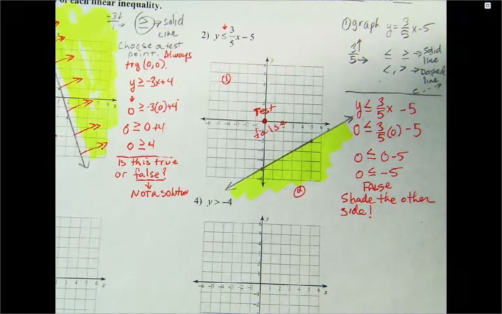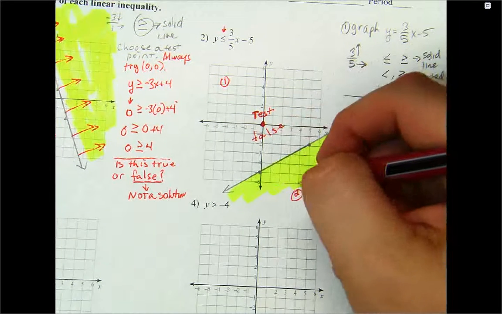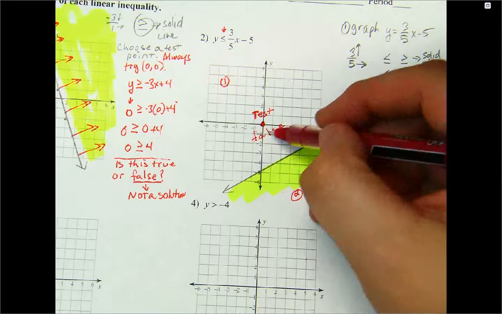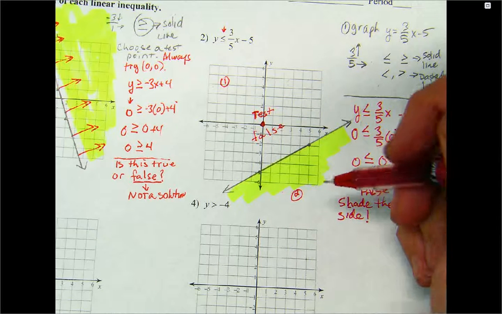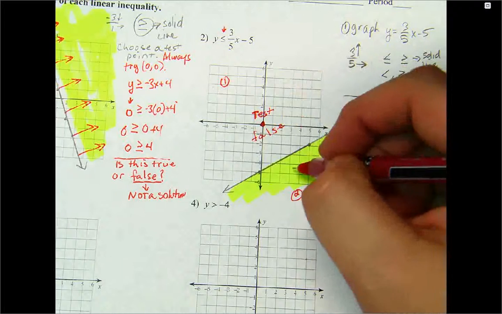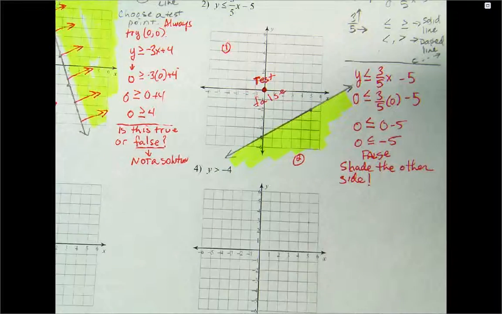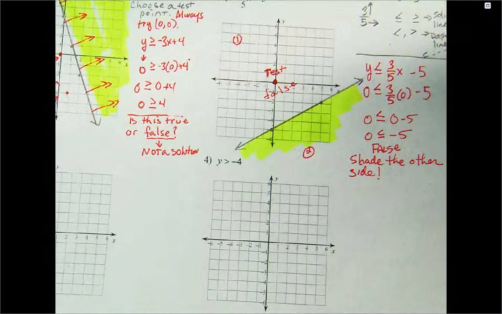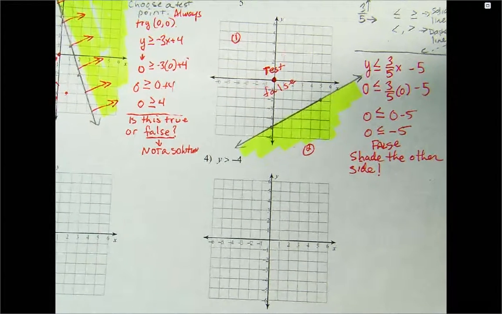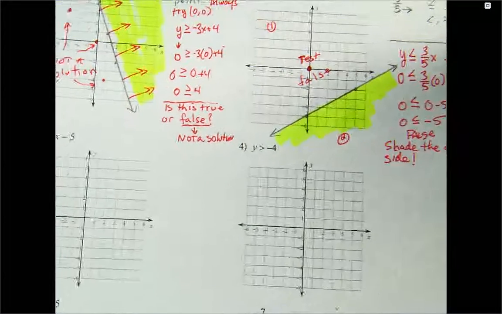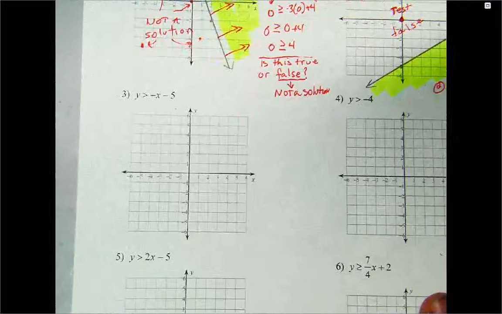Test point. If it's false, you shade the other side, the opposite of where the false point is. So you want to go to the other side if it's false. If it's true, you graph towards the test point. All right. Now try number 3.